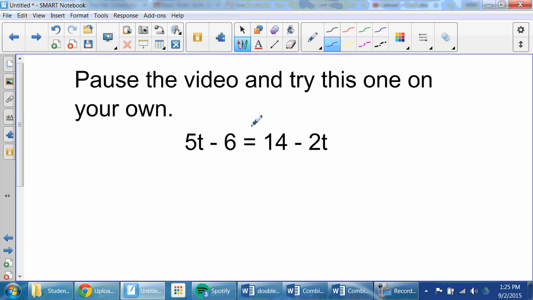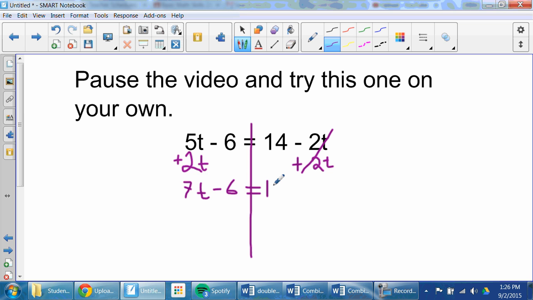Alright, if we're doing this one, we're doing variables on both sides. So I got 5t over here, 2t over here. I want to get my right side variable to the left side. So I'm going to add 2t to both sides. Add 2t. I'm doing that because it's the inverse. It's the opposite of what it says to do over here, which is minus 2t. So I've got 7t minus 6 equals 14.